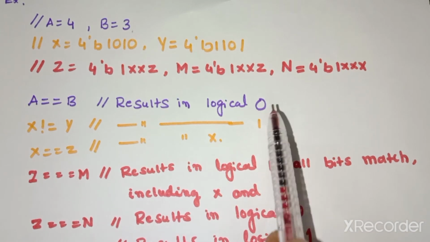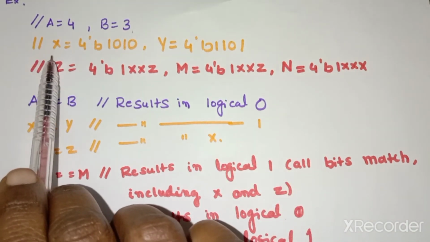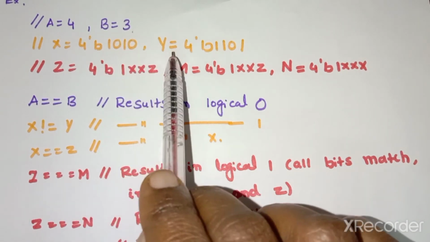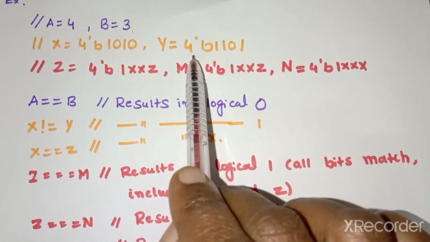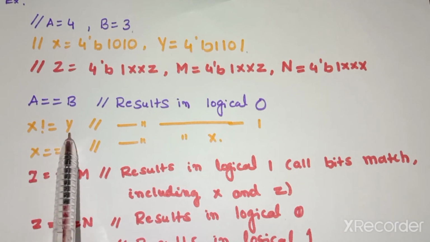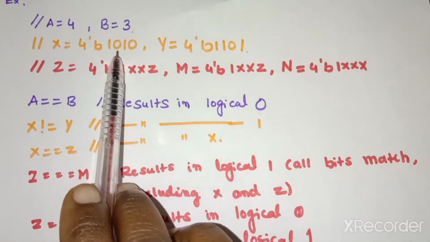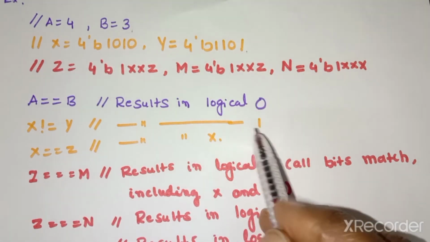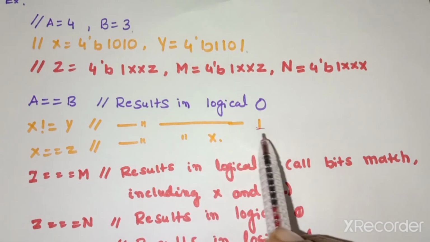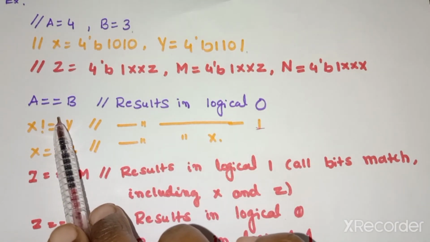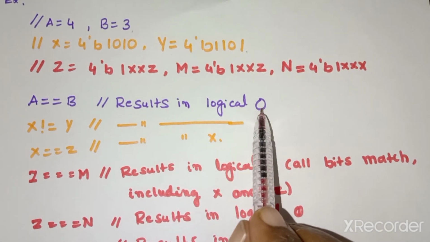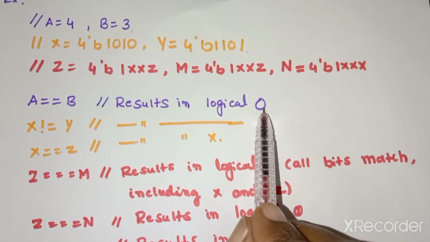So here it results 0. Similarly, if you think I have taken x is equal to 4 bit of 1010 and y is equal to 4 bit of 1101. Here I have taken x is not equal to y. Is it correct? Correct. It is true. So then it is going to give you the 1 answer. Before only I told here, if the result is true, it is going to give the 1. If the result is false, it is going to give you the 0.